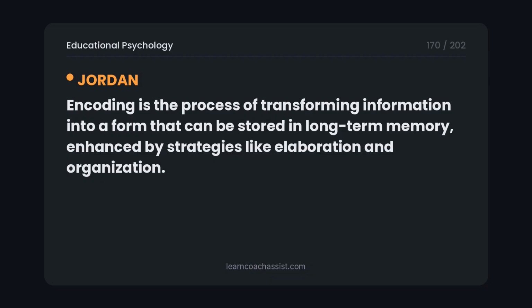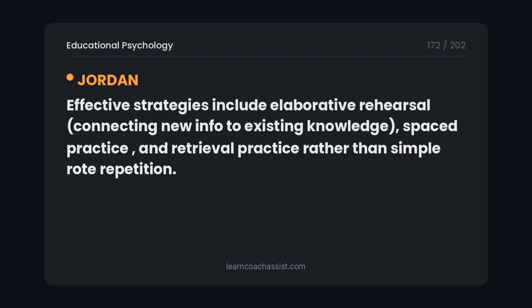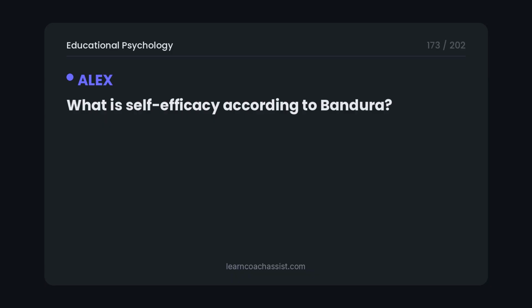What is encoding in the information processing model? Encoding is the process of transforming information into a form that can be stored in long-term memory, enhanced by strategies like elaboration and organization. What are effective rehearsal strategies for long-term retention? Effective strategies include elaborative rehearsal, connecting new info to existing knowledge, spaced practice, and retrieval practice rather than simple rote repetition.